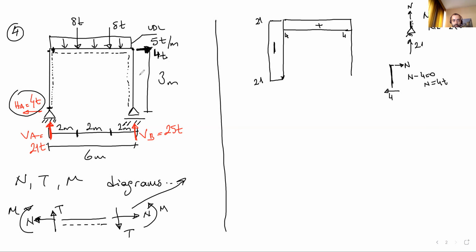take a look at the column at the right hand side, this column. There's a support reaction. That means there's some axial force on the column. If you can see it, write it directly. If you can't, write the equation.